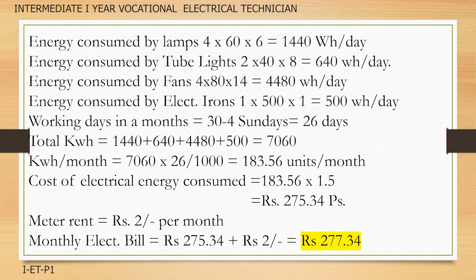Then the cost of electrical energy consumed is 183.56 into 1.5. 1.5 is the per unit rate, 1 rupee 50 paisa. So that equals 275.34, 275 rupees 34 paisa. In this problem, meter rent is 2 rupees every month. So the monthly electricity bill is equal to 275.34 plus 2 rupees as the meter rent. The total monthly electricity bill is 277.34.